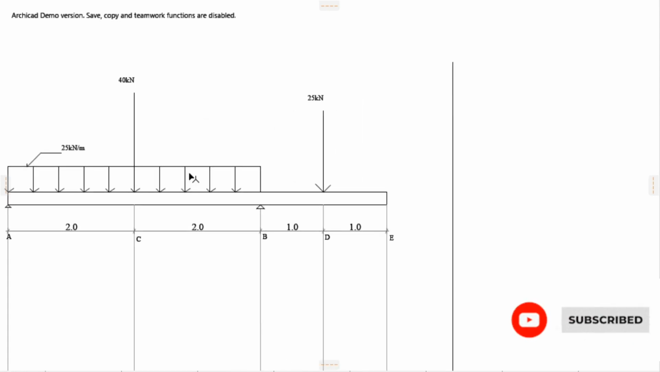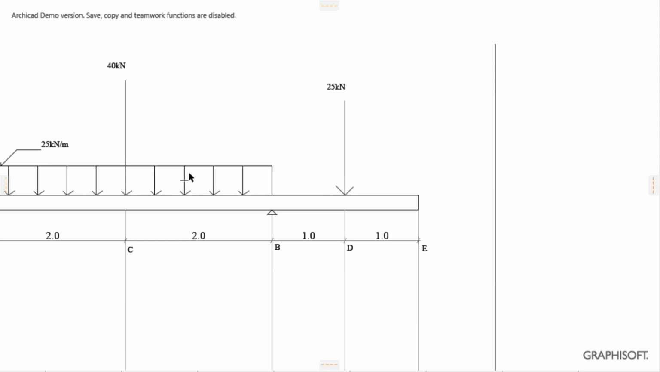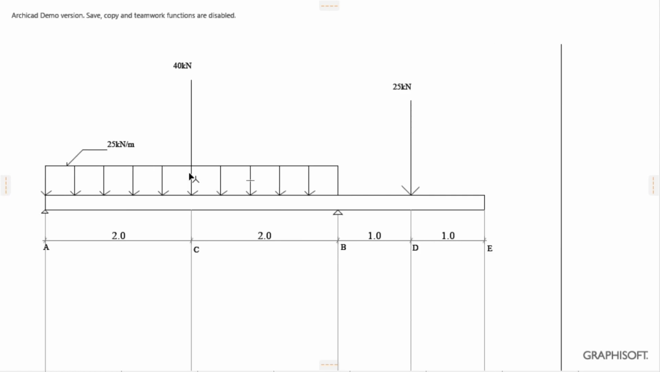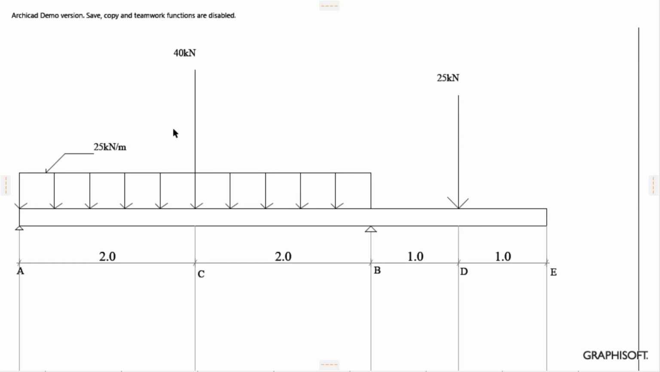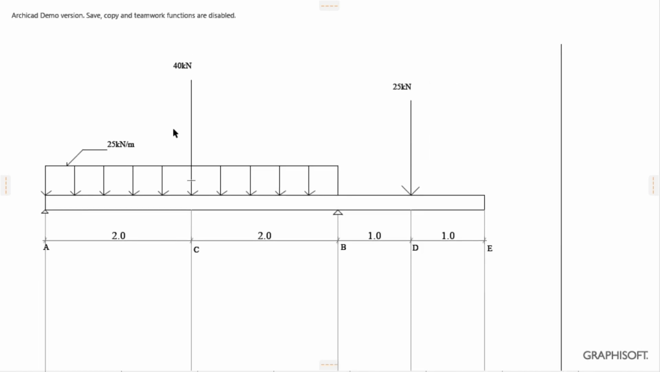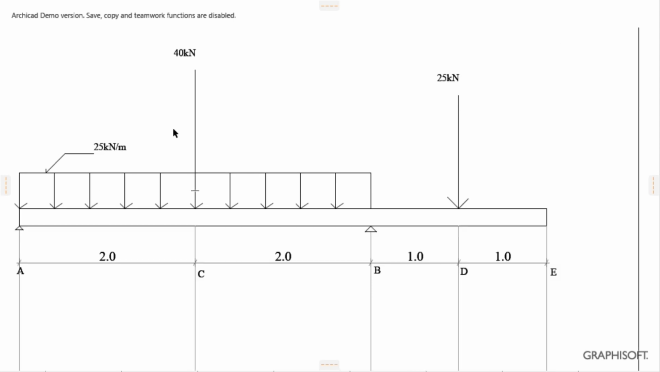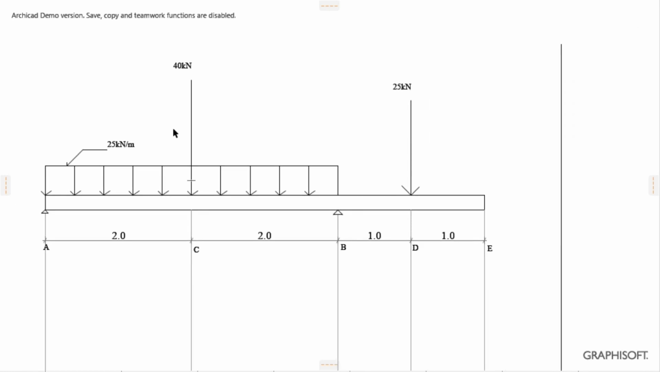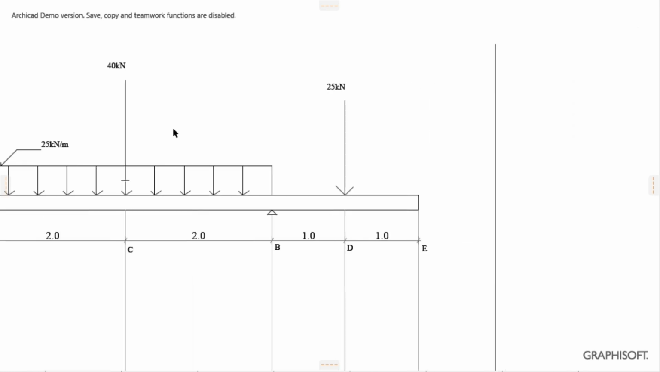In this tutorial, I'm going to show you how to analyze beams and draw shear force and bending moments. As you can see, we have a beam spanning a distance of 6 meters, loaded with a uniformly distributed load of 25 kilonewtons per meter, spanning a distance of 4 meters. At the midpoint of the UDL, that is from A to point C, 2 meters, we have a point load of 40 kilonewtons. And we also have another load to the right of support B, that is 25 kilonewtons.